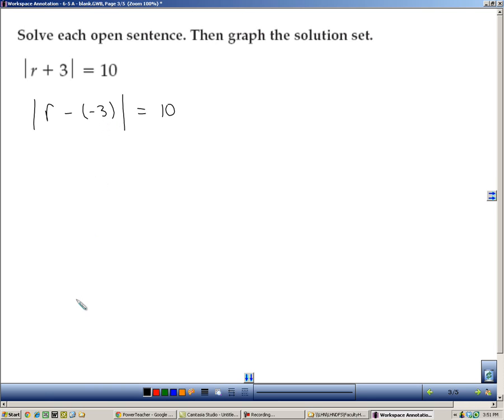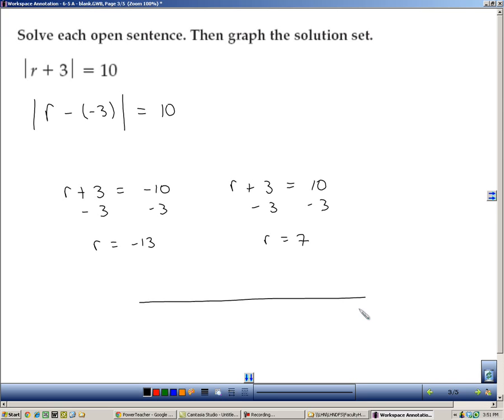Now when you actually go to solve it, I would just leave it as r plus 3. So r plus 3 equals the negative version of 10, and r plus 3 equals the positive version of 10. This is one way to solve it using algebra. You set it equal to the negative, equal to the positive, and then solve. Subtract 3, r equals negative 13. Subtract 3, r equals 7. So you can see that the answer is going to be negative 13 and 7.